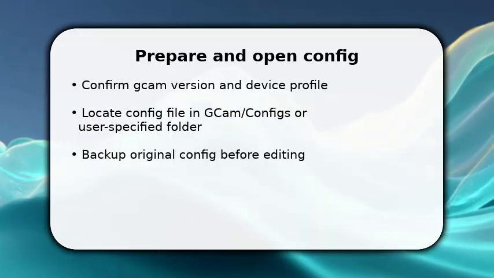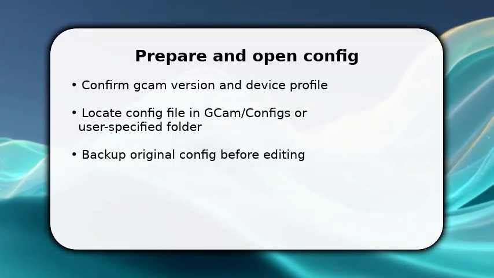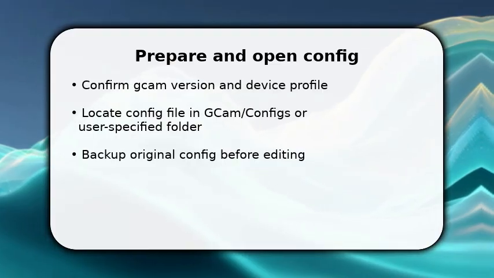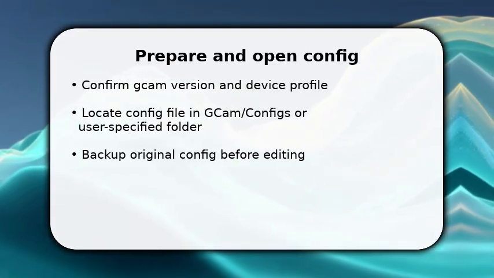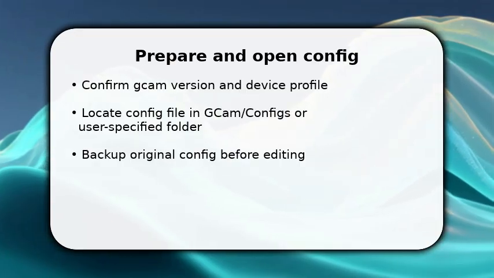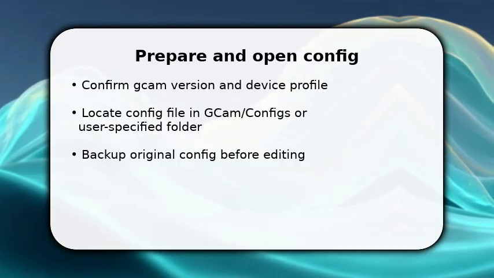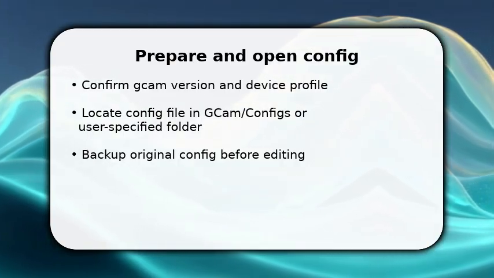You start by confirming the exact Gcam build and device profile so settings match hardware. Open the Gcam folder and find the configs directory. If you don't see it, check the app storage or export path. Once located, make a copy named config backup.XML, this protects you if changes break behavior.